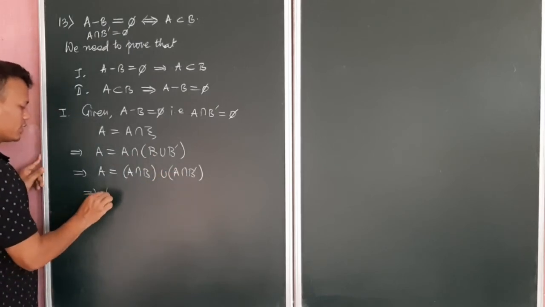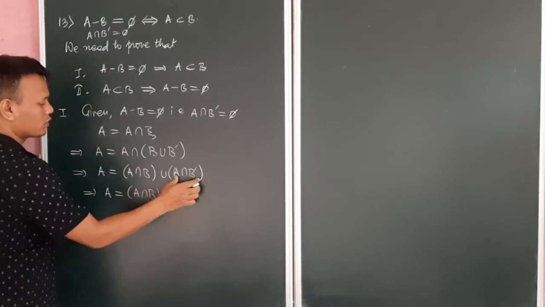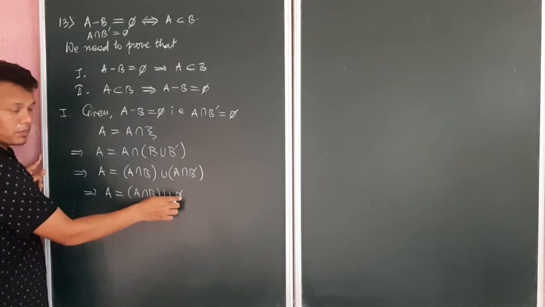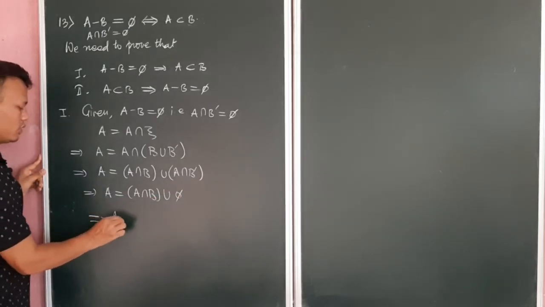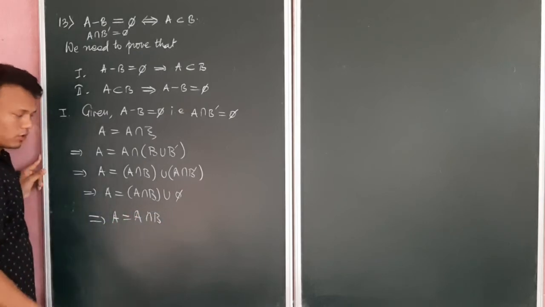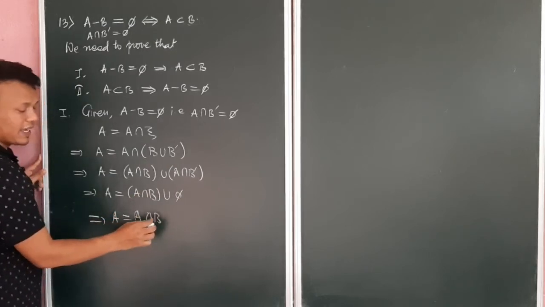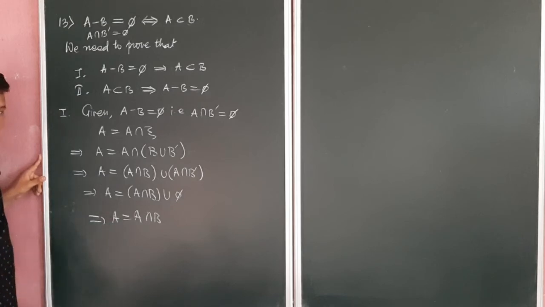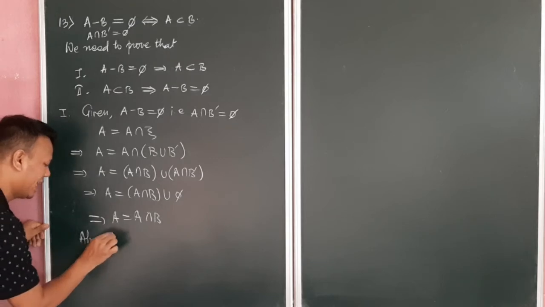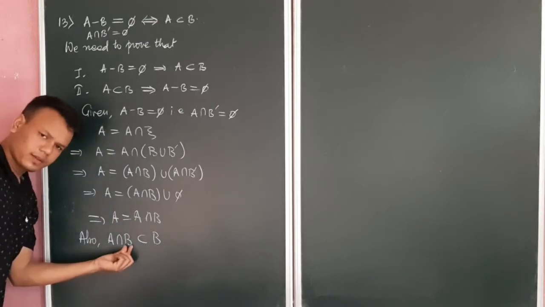Alright, now what is this? This is A equals A intersection B union with, now what is this? This is equal to phi, isn't it? Now the union of any set with the empty set will be how much? It will be equal to A intersection B itself, using identity property. A union phi will be A itself. Alright, so this is what we got. Now one more property is there which says that A intersection B can be written as a subset of any of these sets, isn't it?